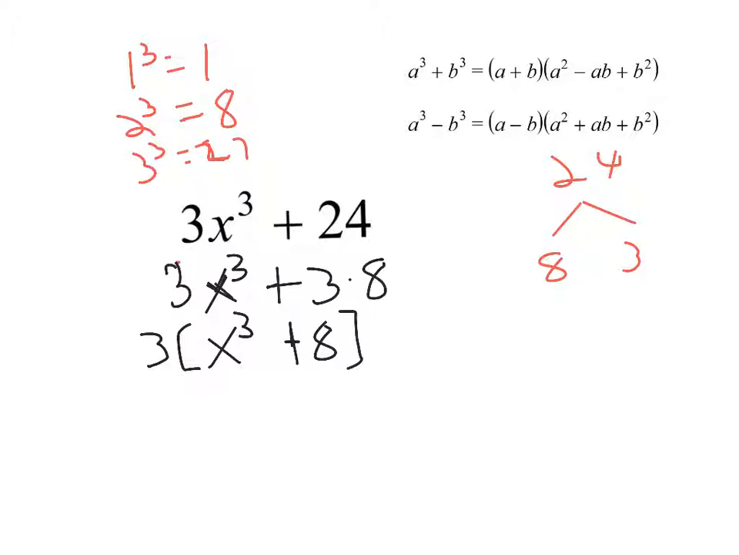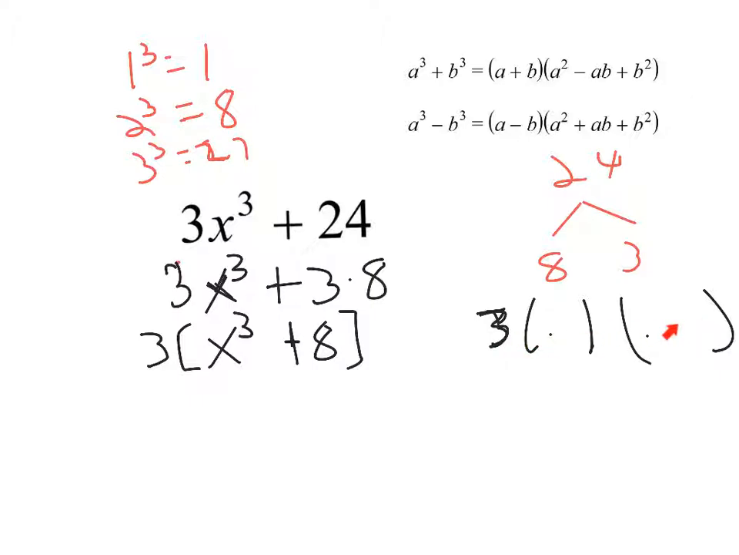So now we have that. Our next job is to keep this 3 on the outside so that our final answer will look like this: 3, and then the 2 factors. There will be a plus b, and then a squared minus ab plus b squared. So that's the general picture of where we are going.